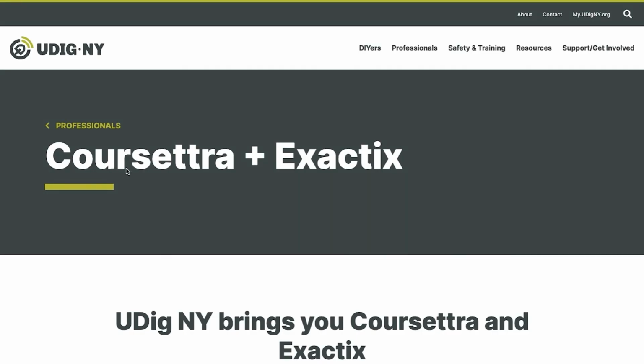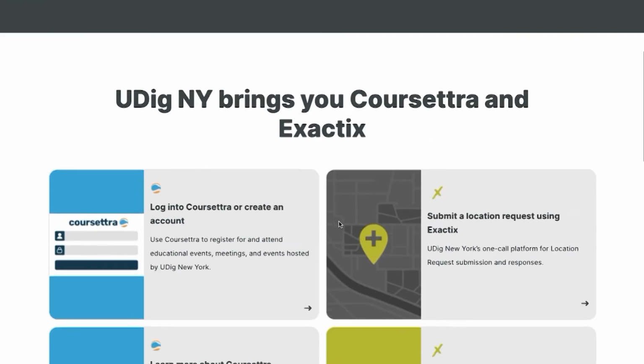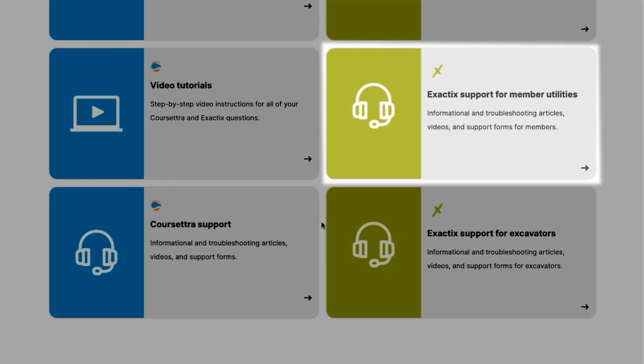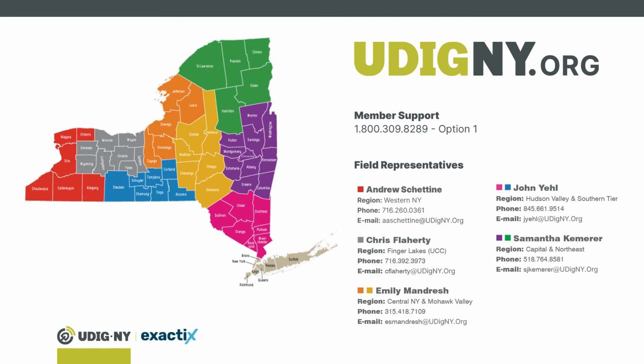If you need additional help, please visit my.udigny.org and select Exactic Support. You can also contact your field representative or call member support at 1-800-309-8289, option 1.